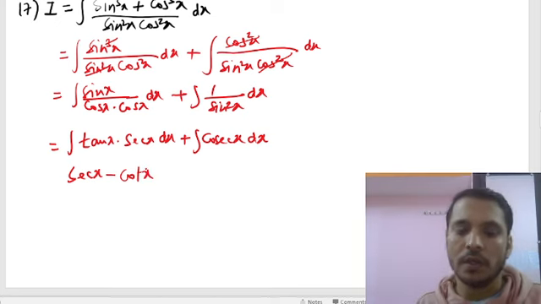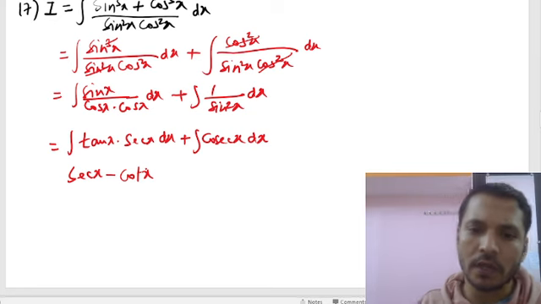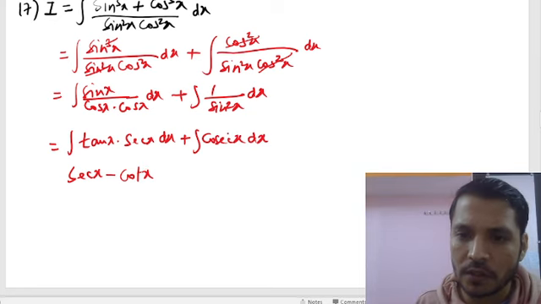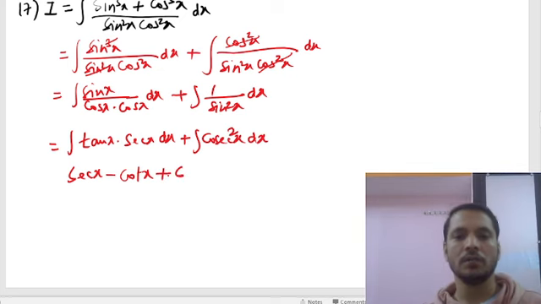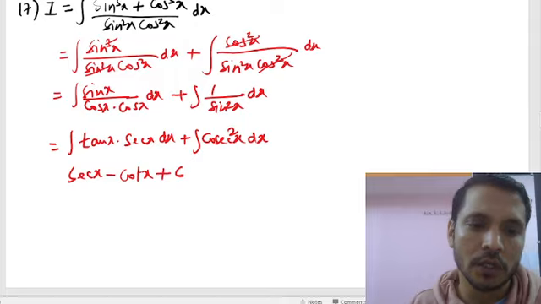Right? Here, the integration of cosec square x is, actually this is a square, then only cot x will come with the minus sign. So minus cot x plus c. This is question number 17. Now we'll move to question number 18.